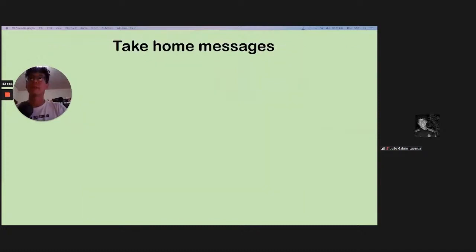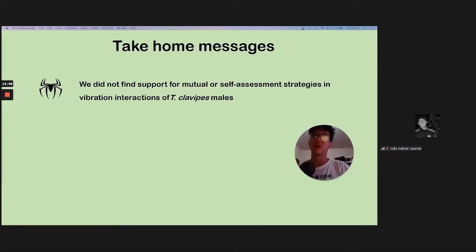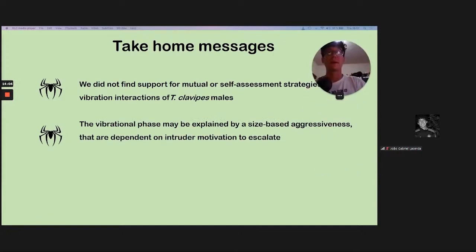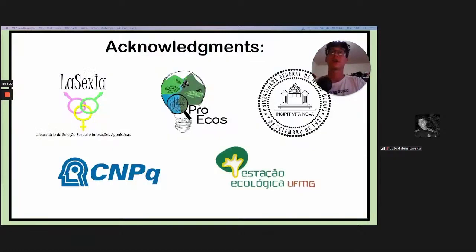So as a take-home message, I leave you that we didn't find support for a mutual or self-assessment strategy in the vibration interaction of the clavipes males. The vibration phase may be explained by a size-based aggressiveness that depends on the intruder's motivation to escalate. And an overall implication is that we highlight the importance of evaluating different phases with different outcomes to understand animal contest dynamics. Okay, so thank you to everyone that helped me in this work, and thank you all.